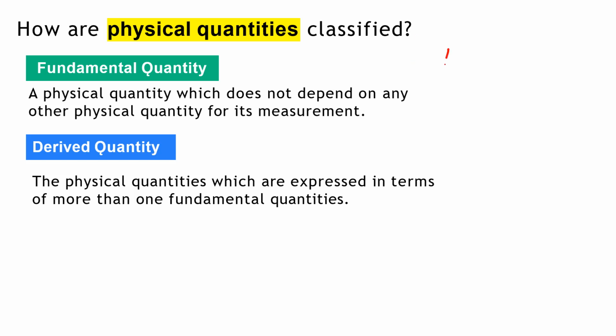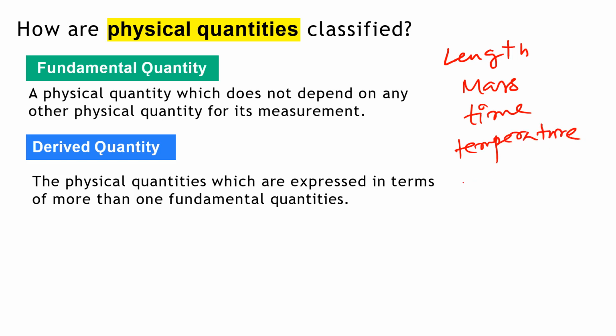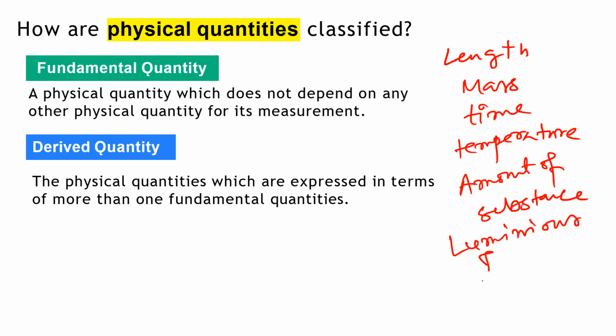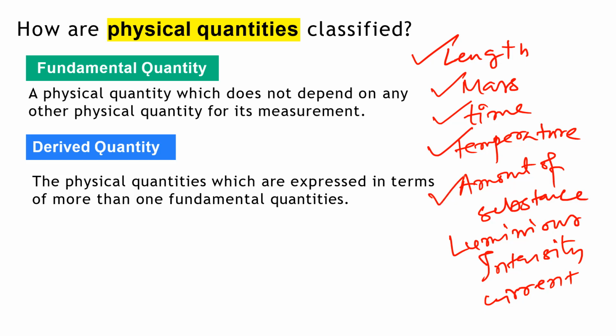They are length, mass, time, temperature, amount of substance, luminous intensity, and current. So there are 7 fundamental physical quantities: length, mass, time, temperature, amount of substance, luminous intensity, and current.